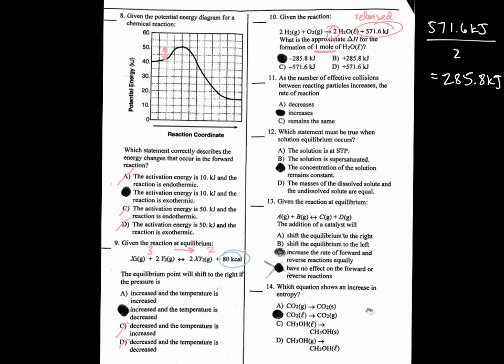Versus if it were on the other side, that means you absorbed energy to have the reaction. But since energy was a product, you released it. That's why it's negative and exothermic. Number 11, as the number of effective collisions increases, the rate of reaction increases.